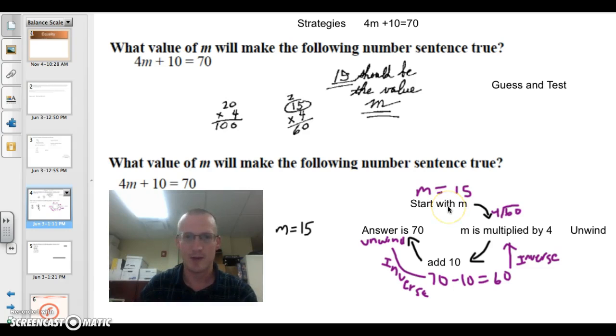You start with m, so you look at your equation, what is happening to m? M is being multiplied by 4, and then you're adding 10, and then the answer is 70. Then you unwind it. So my answer is 70. What's the opposite of add 10? Subtract 10, and then I get 60. So now my answer is 60 multiplied by 4. What's the inverse of multiplying by 4? Dividing by 4. So I'm going to divide 60 by 4, and then there's my answer. Both of those are unwind.